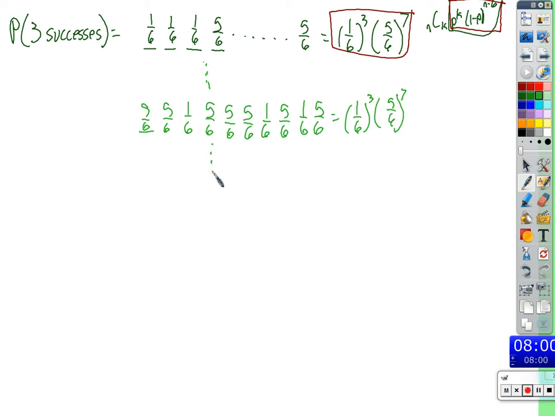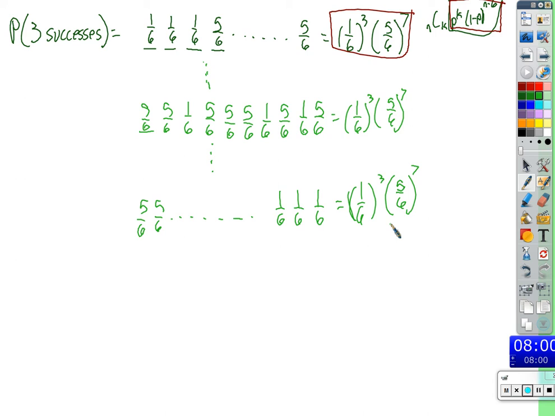And all the way through that in a really systematic way, we'd have 5/6, all the way down to the last three being our successes. And that, again, has the same probability. So all you have to do is figure out how many times this probability comes up. How many ways are there to have 3 out of 10 successes?